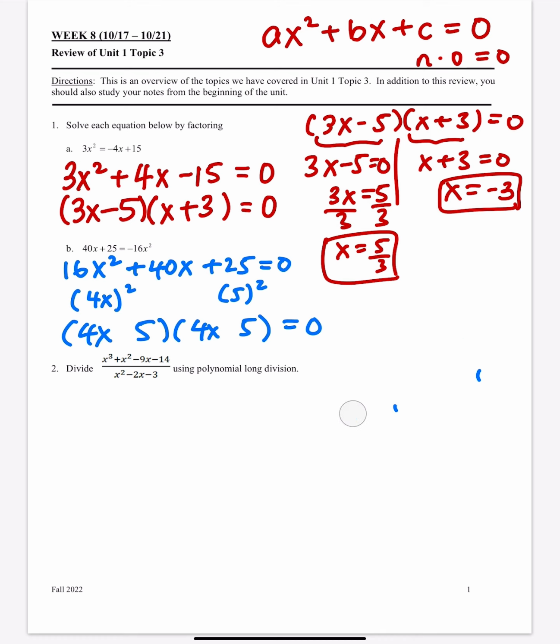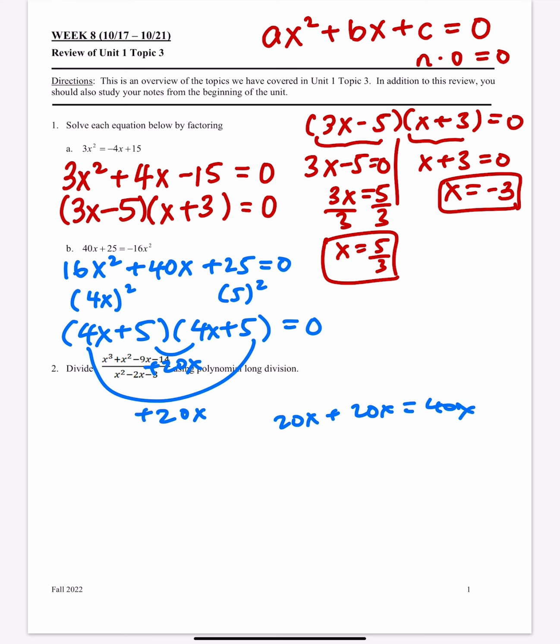Let's erase this work here. Outers, 4x times 5 is 20x, and 5 times 4x is 20x. And these two add up to 40, right? So therefore, this is a plus sign and this is a plus sign, because we want these to both be positive to add up to 40x. So we have that.